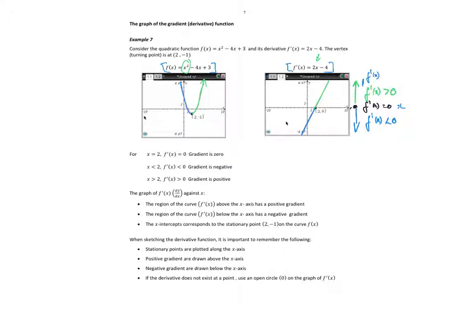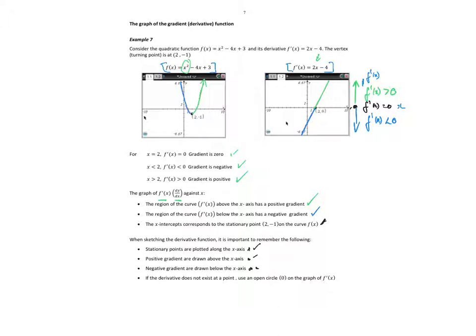So what's this statement here? We see those key points there. All right? So the graph of f dashed of x or of dy dx against x, okay, so the area above the line has a positive gradient, the area below the line has a negative gradient, the intercepts correspond to a 0 gradient or a turning point, stationary point. All right, so they're just things to notice. Positive above, negative below, stationary on.